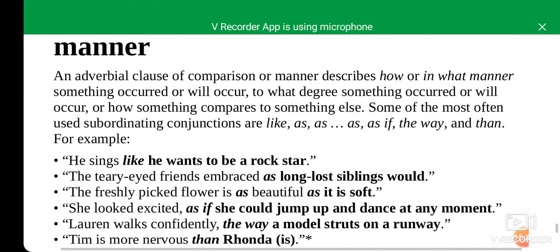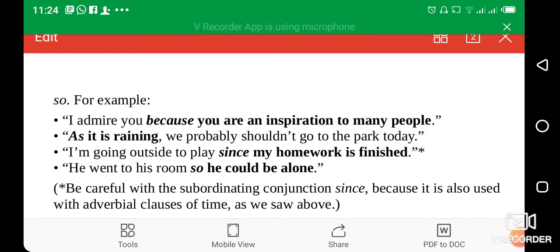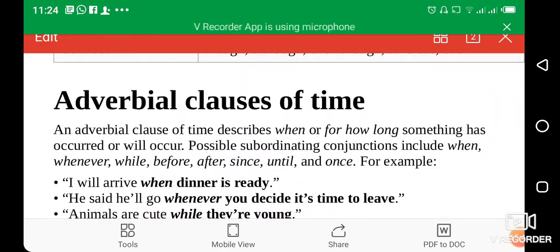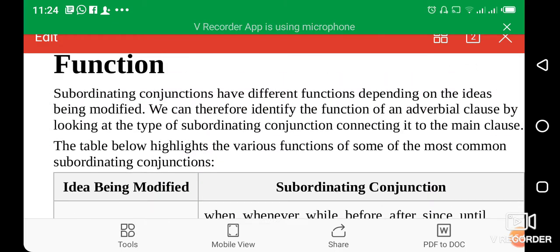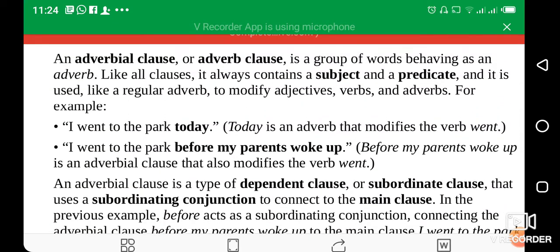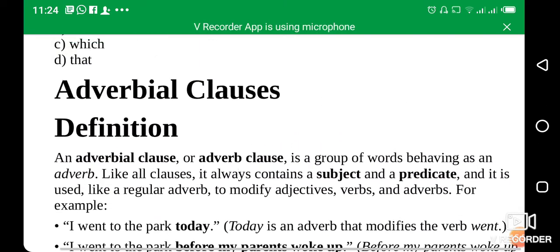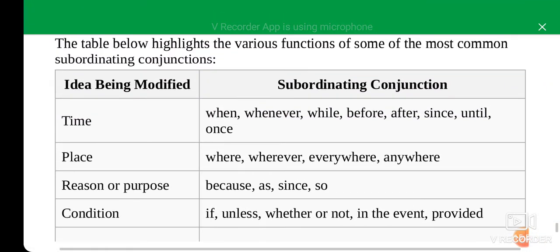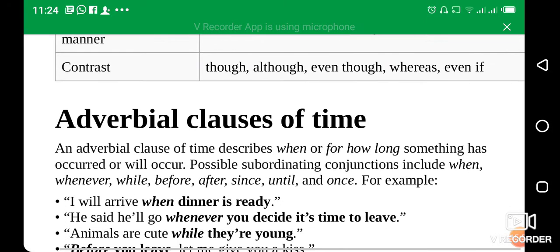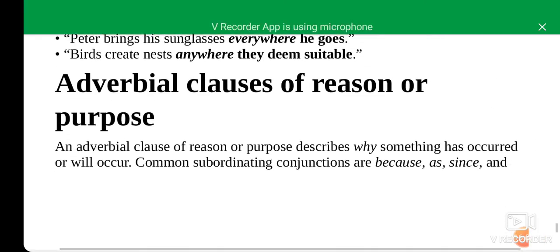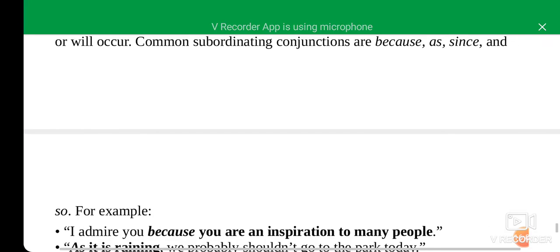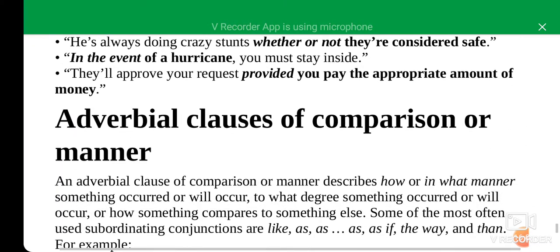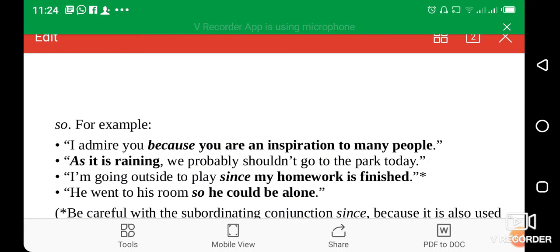So, in today's class, dear students, we have learned what adverbial clauses are, what the function of an adverbial clause in a sentence is, and what subordinating conjunctions are and how they function in a sentence. Then we also learned about the adverbial clause of time, place, reason or purpose, condition, and comparison or manner. I hope you have understood and can now identify them in a sentence.